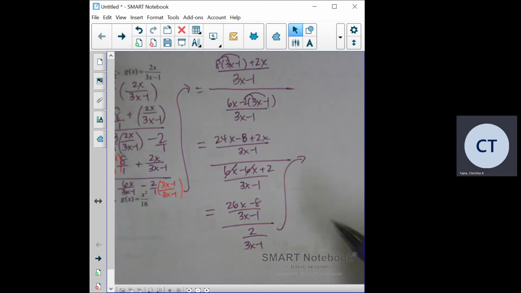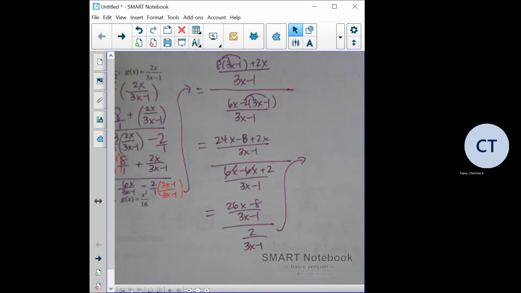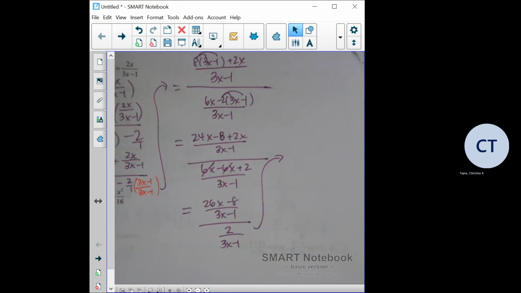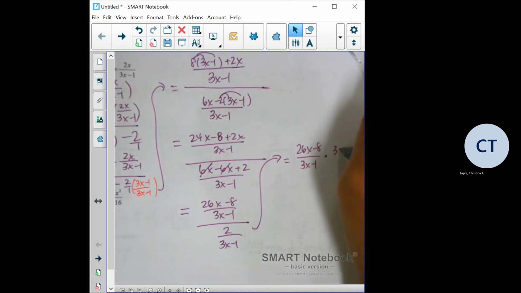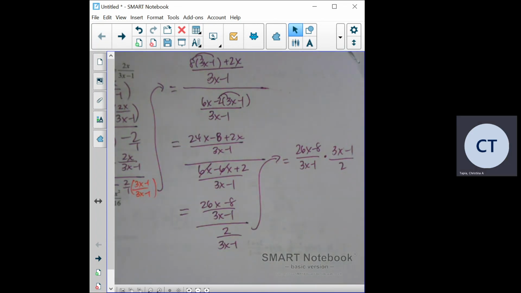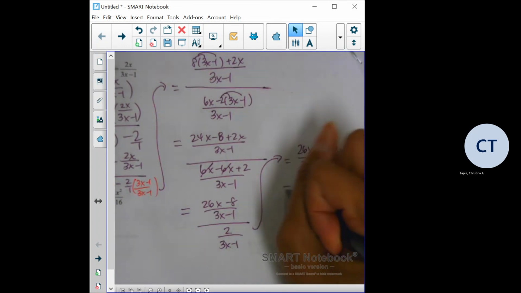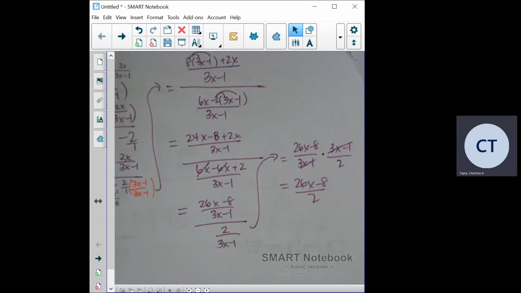Right now, I want you guys to keep, change, and flip this fraction. Keep, change, and flip. Can I just cancel everything? Can I cancel anything? Oh, this isn't looking nice for just getting an x.